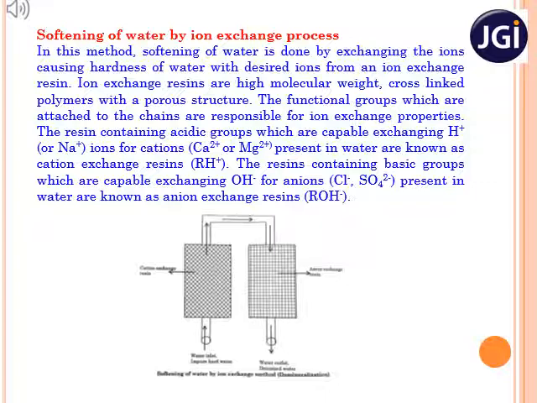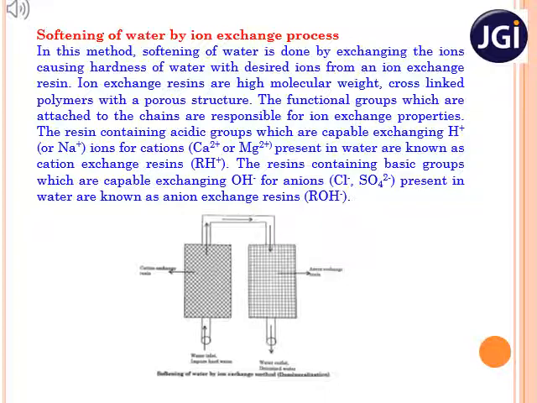Obviously, the hard water will contain salts of calcium and magnesium ions, for example, calcium chloride. If these calcium and chloride ions are removed or replaced with H+ and OH- ions, then that water will be a soft water. The exchange is made possible by using ion exchange resins.